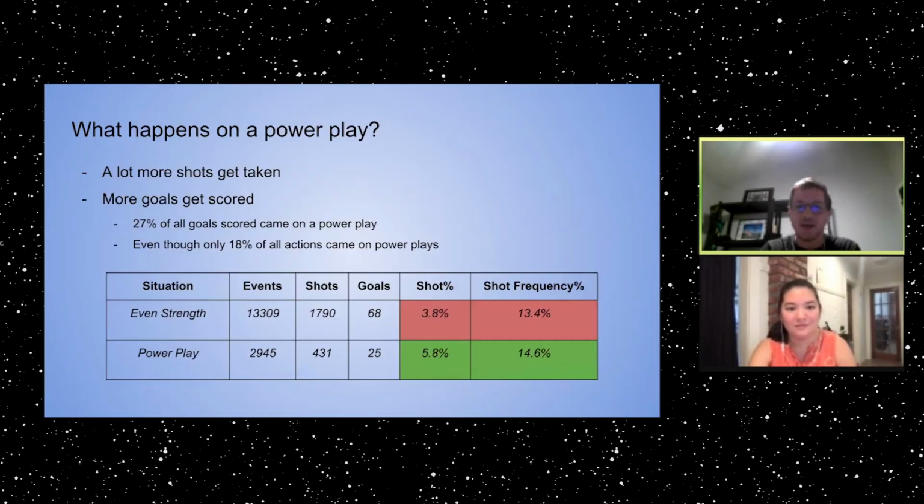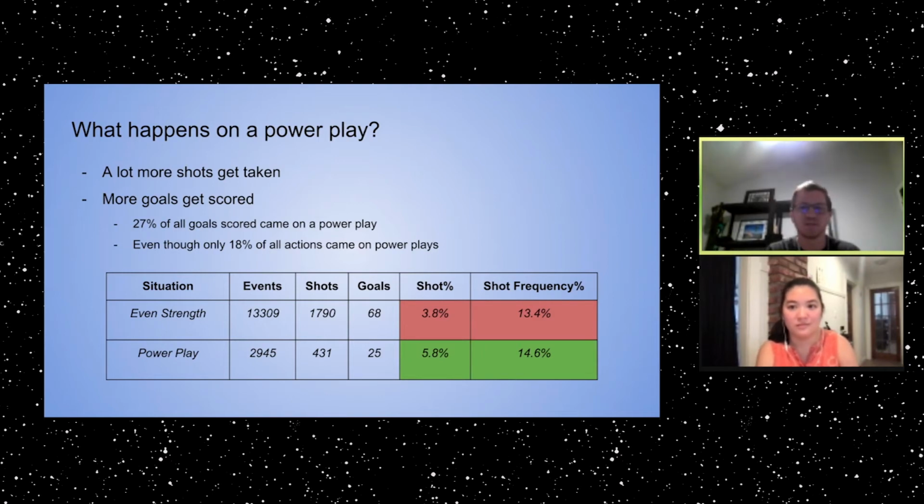And then overall, another thing we looked at was what happens on a power play and how it differs from an even strength situation on the ice. Intuitively, a lot more shots get taken, and a lot more goals get scored. To illustrate that point, 27% of all the goals from the big data set were scored on power plays, even though only 18% of actions were taken on power plays. And when I say actions, I mean the events that actually occurred during live time on ice.